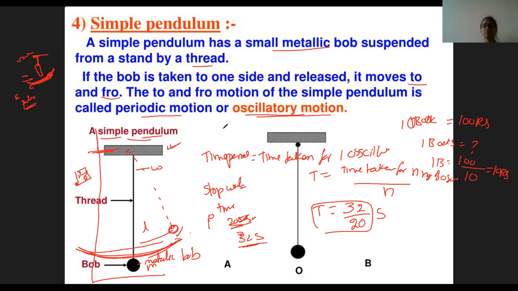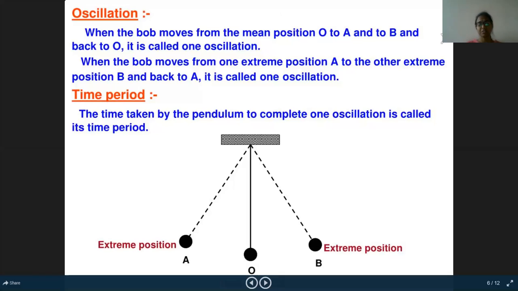You can see the needle of a sewing machine, the stitching machine, when the cloth is stitched. How does the needle go? It goes down, comes back, goes down, comes back. It is oscillating about the same position. That is also an example of oscillatory motion. Suppose a child is sitting on a seesaw; it will go up, down. All these are examples of oscillatory motions. Clear, children? Now try to understand what is oscillation and what is the time period.